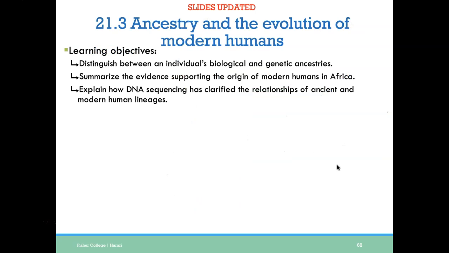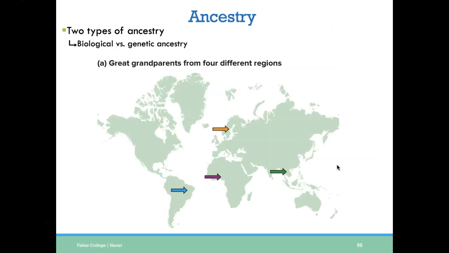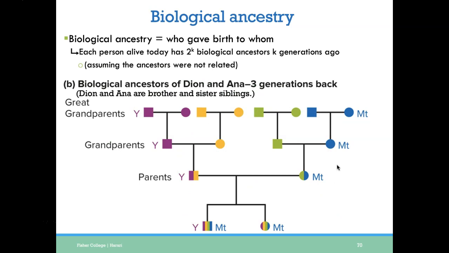So the last section talks about ancestry and the evolution of modern humans. So there's two kinds of ancestry. There's biological ancestry and genetic ancestry. So biological ancestry is who gave birth to who, right? So whose parents belong to you, right? Who are your parents? Who are your grandparents? Who are your great-grandparents? That's biological ancestry.